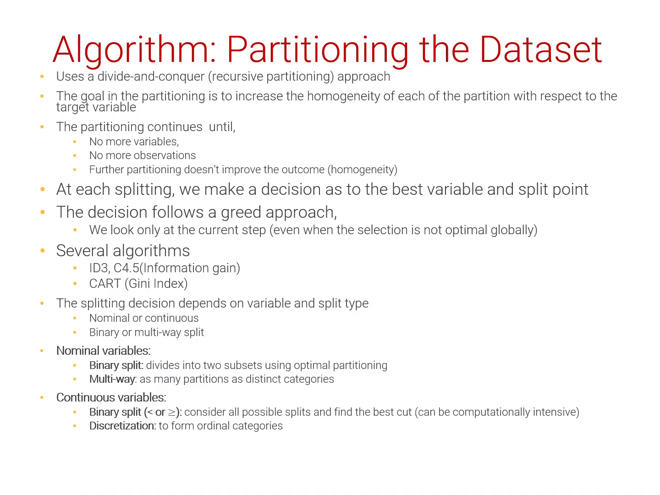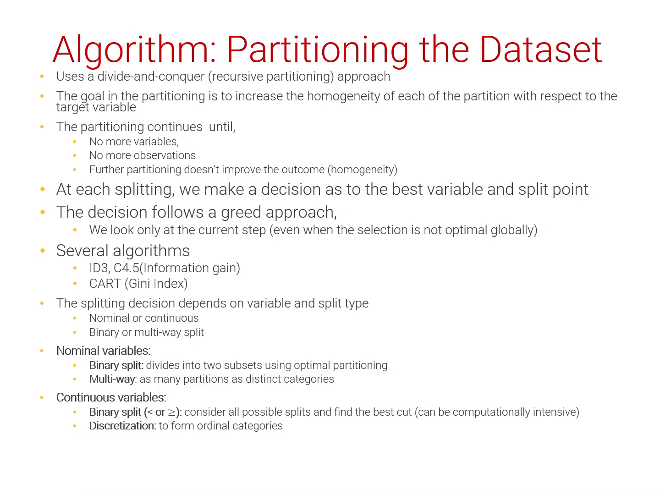Several algorithms have been developed for decision tree construction, each with its own criteria for evaluating the quality of splits. Two popular algorithms are ID3 and C4.5, which use information gain as the splitting criterion. Another widely used algorithm is CART, classification and regression trees, which employs the Gini index to measure the impurity of the subsets.